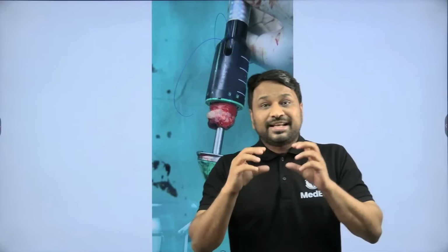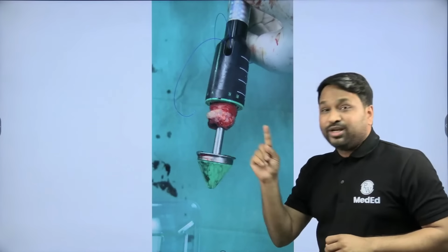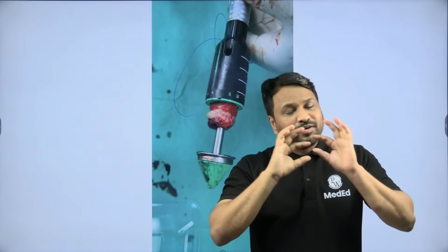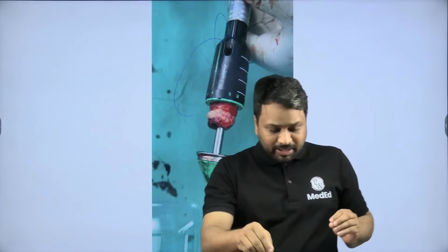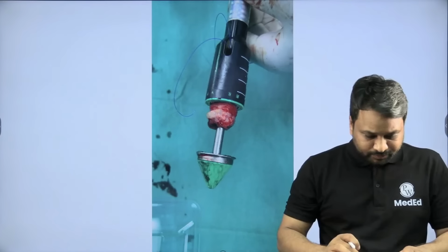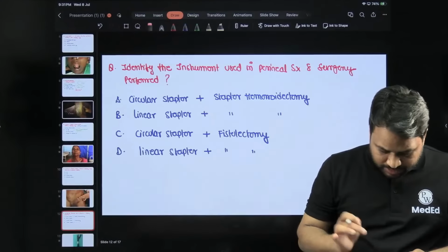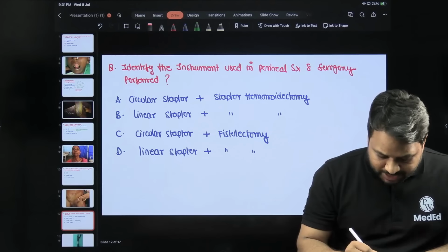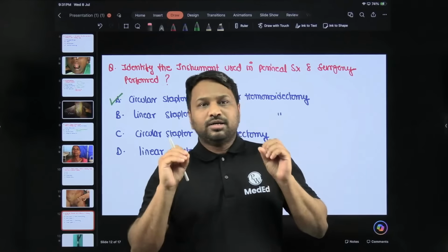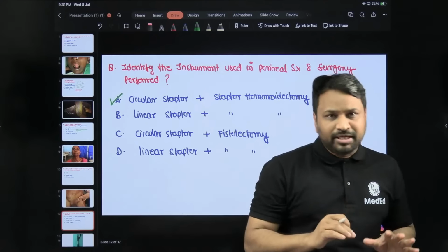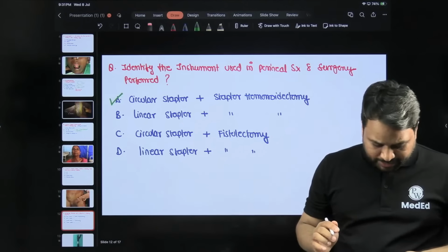How do you know that you have done a right surgery, that you have excised the right amount of the hemorrhoid tissue? By looking at this donut. If the donut is complete, you have done a complete resection. This is your circular stapler, and you have performed a stapler hemorrhoidectomy. So the answer to this question is going to be A for Ahmedabad. That is, it is a circular stapler, and you have done a stapler hemorrhoidectomy, right?